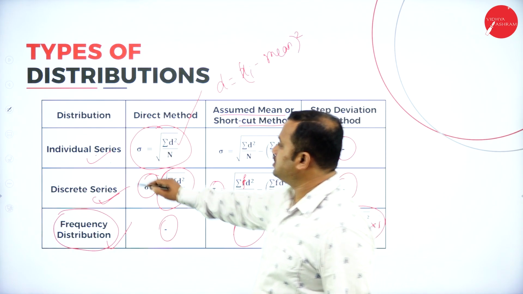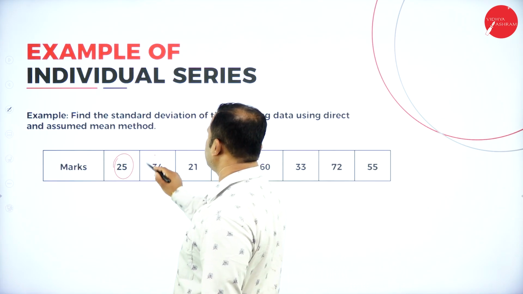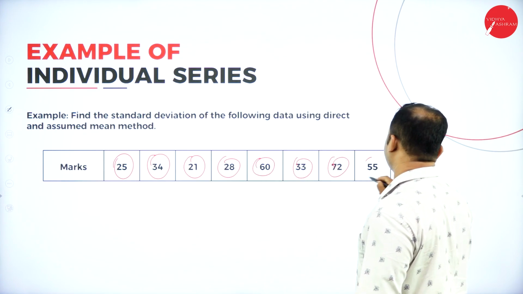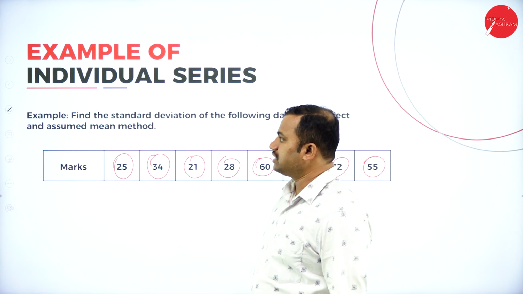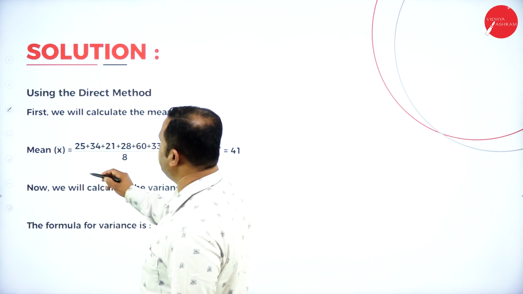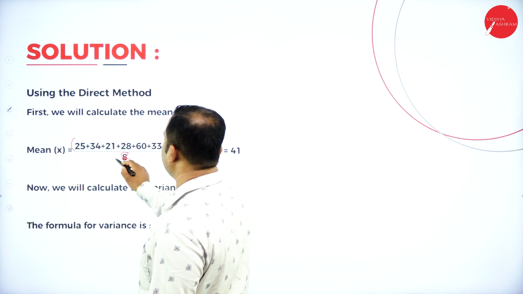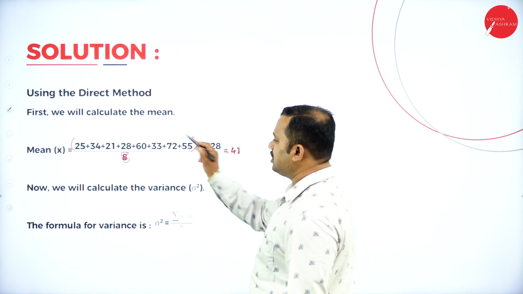Let me take up one example for the individual series. The marks are 25, 34, 21, 28, 60, 33, 72, 55. These are the marks secured by one of the students. If that is the case, we have to find the mean of that. 25, 34, everything must be divided by 8, so totally 8 subjects are there. So 328 by 8 is equal to 41. This is called the mean.